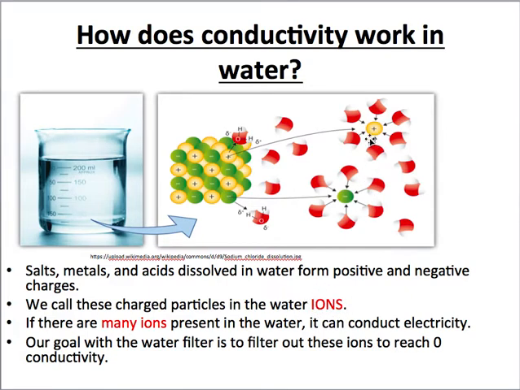So if there's a lot of these ions floating around in the water, when you pass electricity through here, these charges can move around. So this water with these ions is able to conduct electricity. So your goal is to try to remove all of these salts and ions out of the water so that it can be pure and it will not conduct electricity.